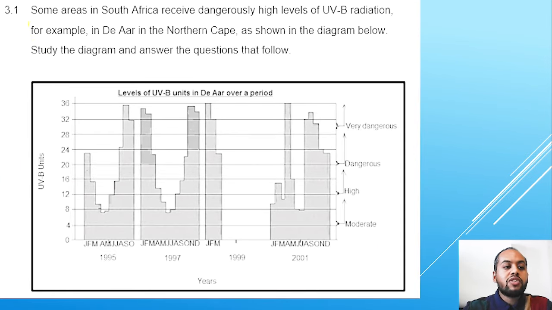The next question, 3.1, says some areas in South Africa receive dangerously high levels of UVB radiation. We refer to this as ultraviolet radiation that we're going to receive from the sun. For example, in the Northern Cape, as shown in the diagram below, study the diagram and answer the questions that follow. So you have your UVB units here, the dependent variable, your years, the independent variable, different years, 1995 all the way till 2001, and you either have moderate, high, dangerous or very dangerous UV radiation.